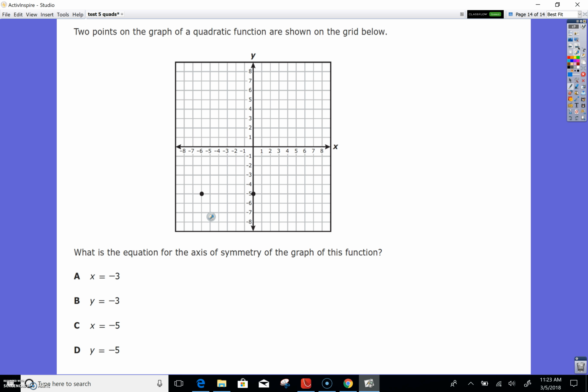What is the equation of the axis of symmetry? Okay. If you look at this right here, these are 2 points on the graph, okay? So 1, 2, 3, 4, 5. So we need to look for the middle. The middle is right here, okay? Because that's what axis of symmetry is, negative 3. So x is equal to negative 3.